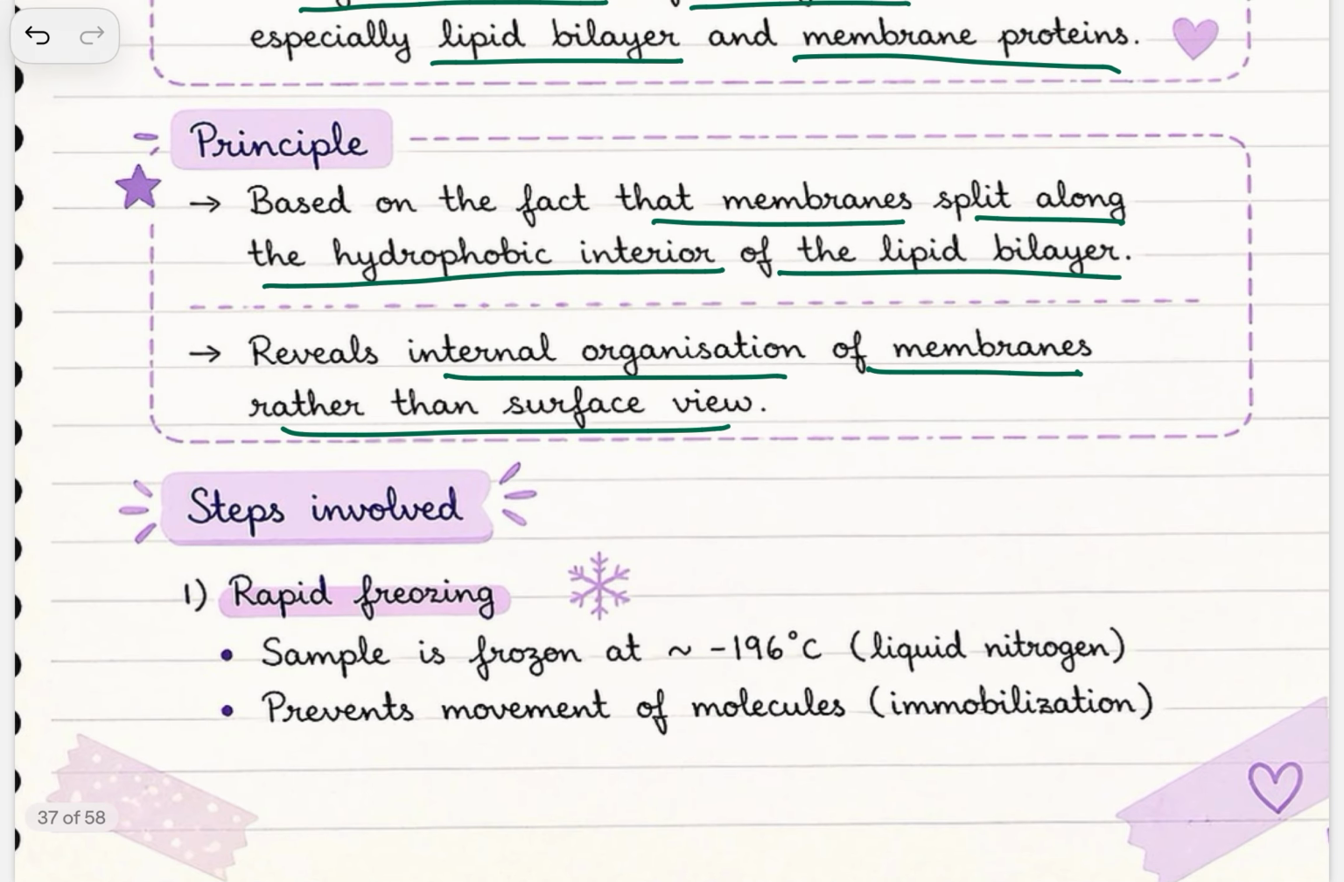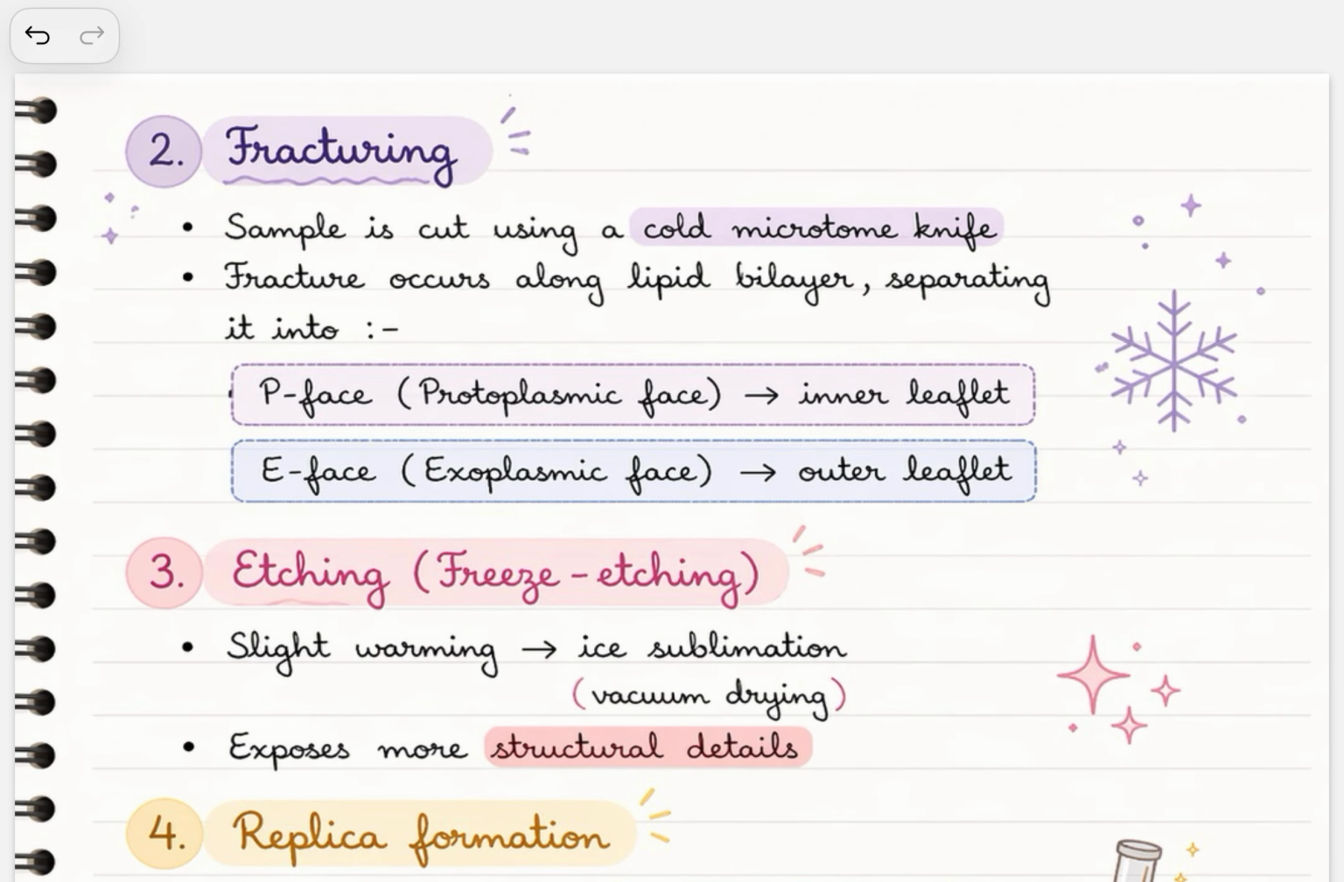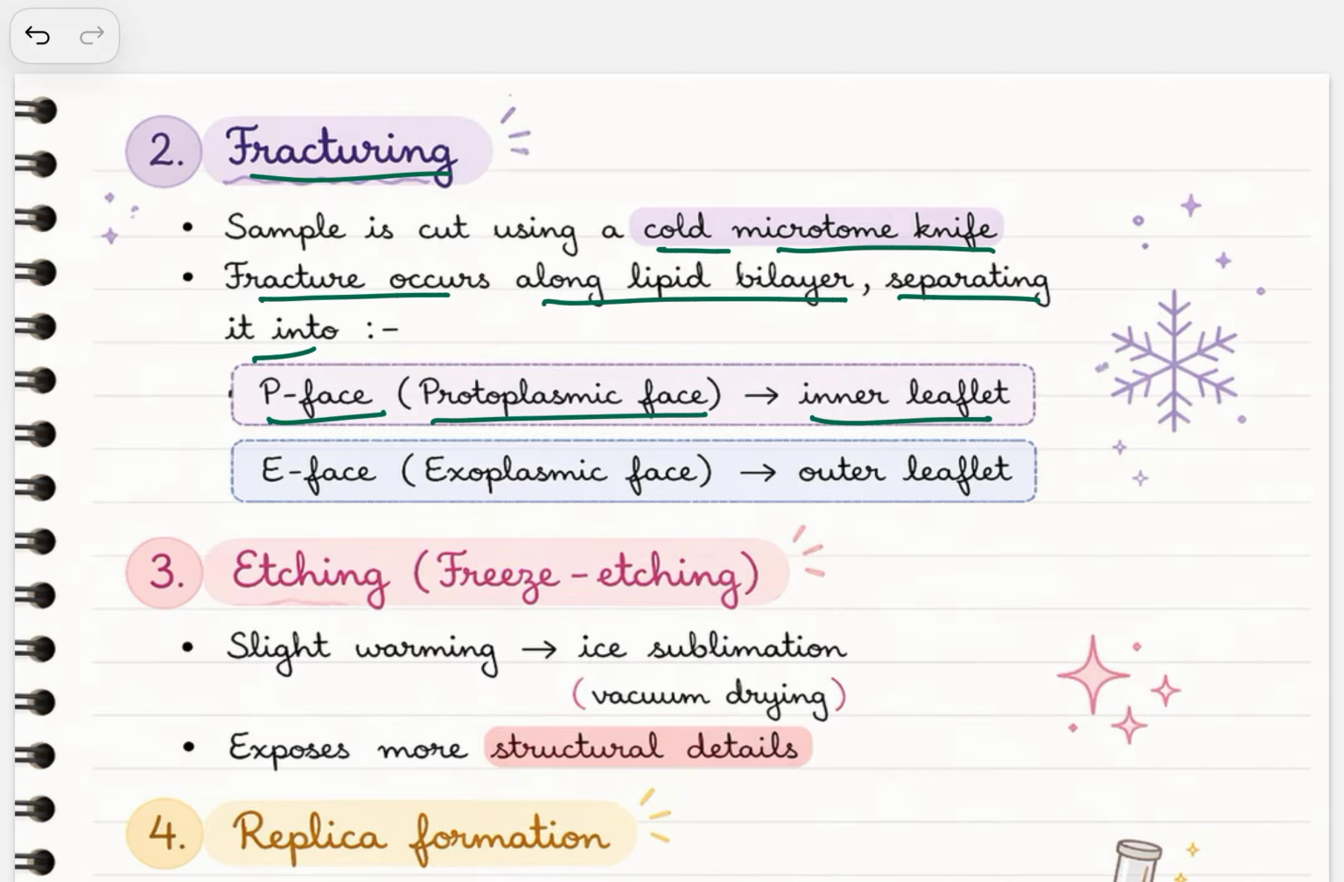Steps involved: first one, rapid freezing. It is similar to cryopreservation. The sample is frozen at -196 degrees Celsius in liquid nitrogen. This prevents movement of molecules, or immobilizes them. Next step is fracturing. The sample is cut using a cold microtome knife. The fracture occurs along the lipid bilayer, separating it into the P phase, protoplasmic phase or inner leaflet, and the second one, E phase, exoplasmic phase or the outer leaflet.